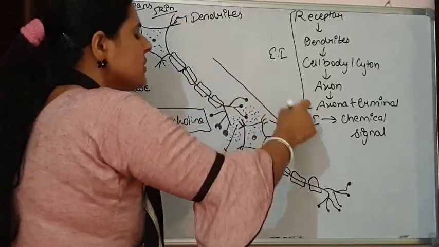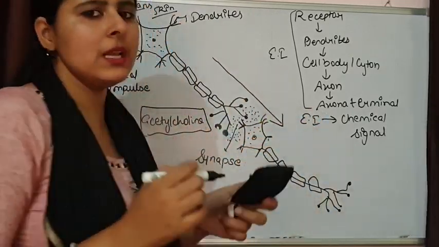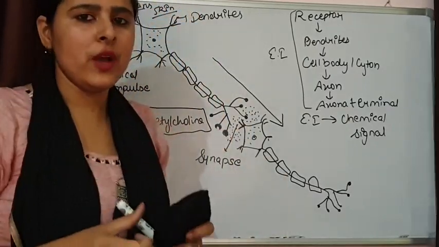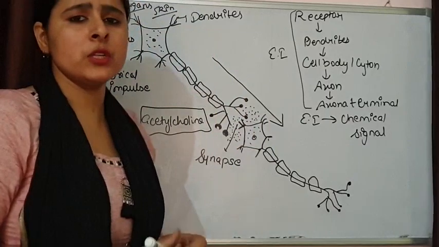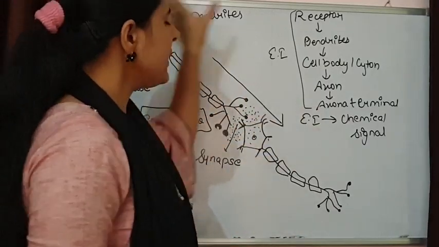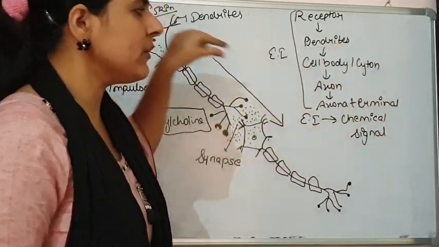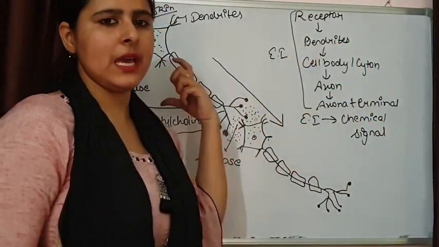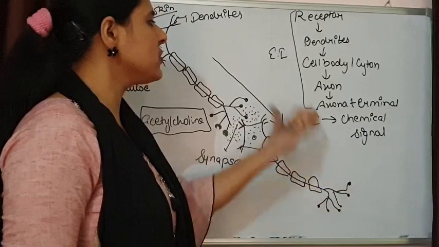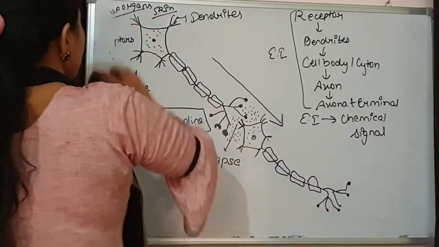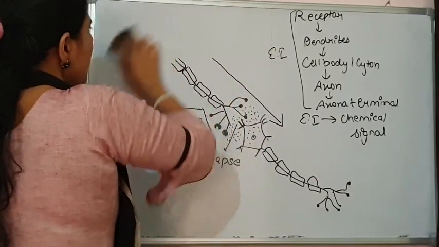That's why the message is always moving in one single direction. This is how neurons are going to function. If it is a motor neuron, the dendrite will be present towards the central nervous system and the axonal terminal will be present in the opposite direction, and in the same way they are also going to carry the signal. So this is how the neurons are going to function in our body.